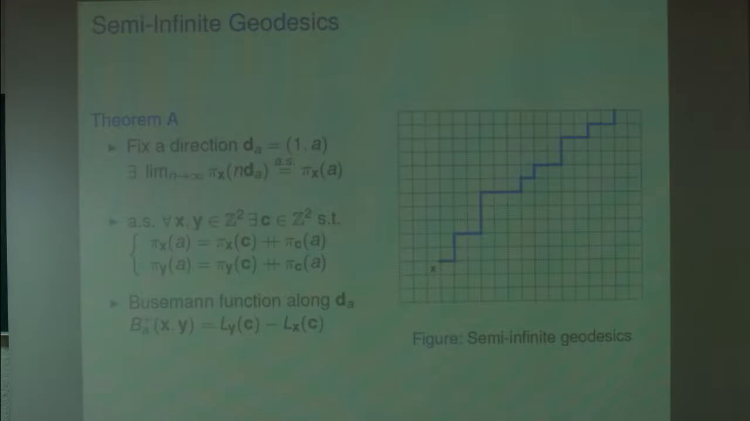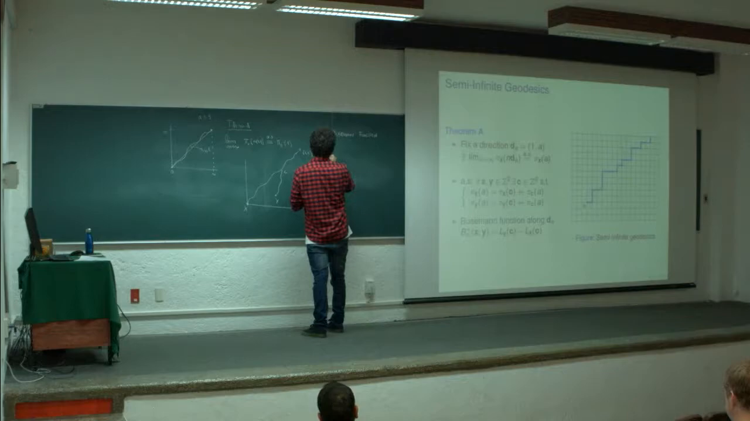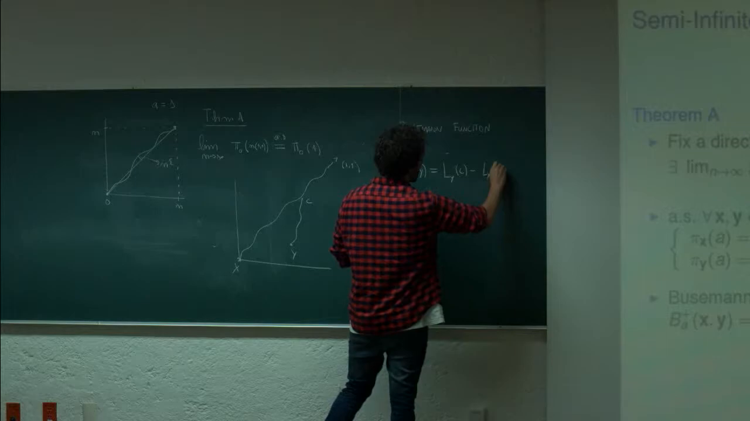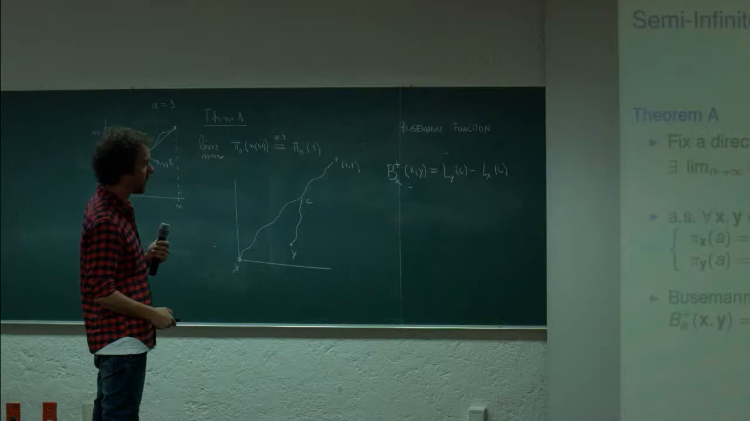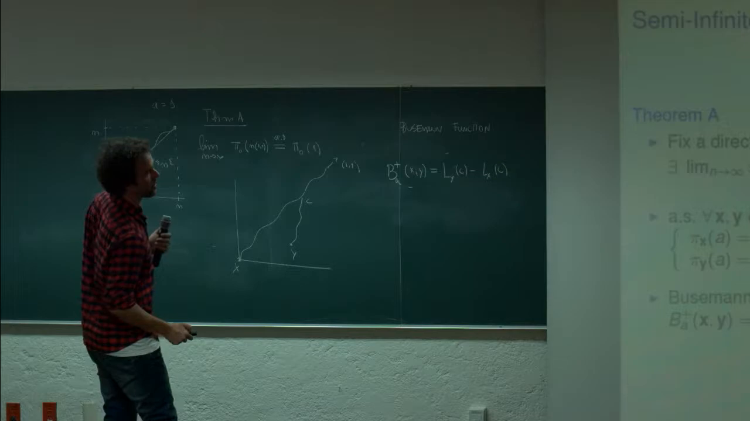And so with this result, we can define what we call the Busemann function. And the Busemann function is just, I will write it here. I just take the difference between them. So B plus A of X, Y, just the last passage from Y to C minus the last passage from X to C. Okay? And so I put a plus here to mean that I'm looking at the directions that go in the first quadrant, you know, like this, A positive and one positive.